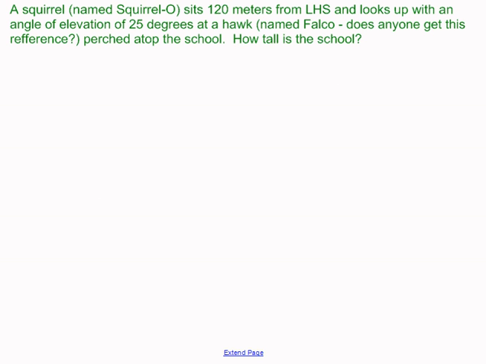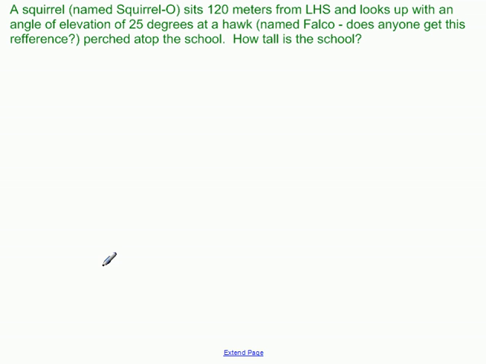So here, favorite classic example here, we have a squirrel named Squirrelo, and this is actually based off a squirrel who my friends kept as a pet in high school. Kind of weird children anyways. But he sits 120 meters away from Lafayette and looks up at an angle of elevation of 25 degrees at a hawk named Falco. Hopefully you get the reference. Perched atop the school. How tall is this school?